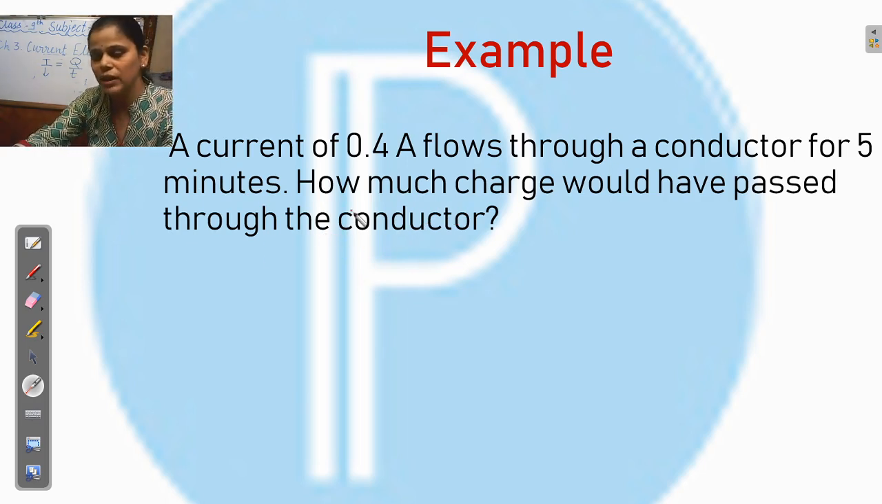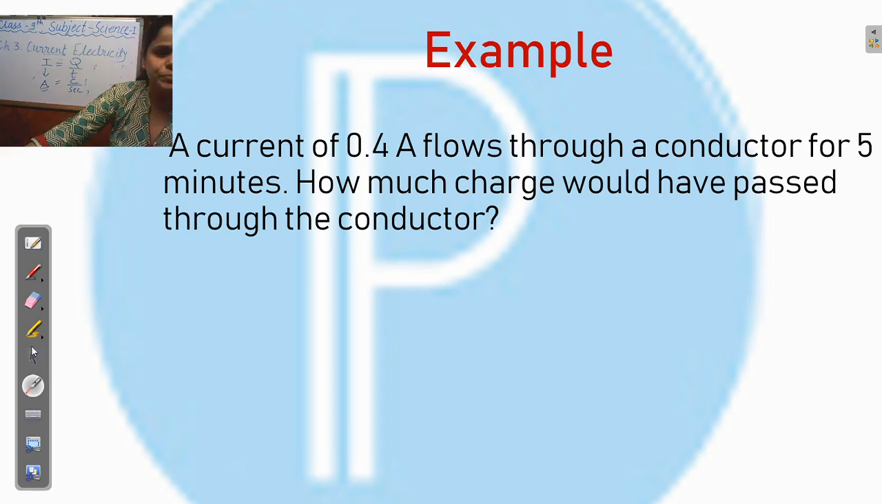First, to solve the numerical problem, we have to write down what is given. 0.4 A means the value of current flow, given in ampere, because ampere is the unit of current. The current is given in ampere and the time in minutes, so you have to change them to the same units. Here ampere is given, so change the minutes into seconds. Time is given, I is given, and you have to find Q.